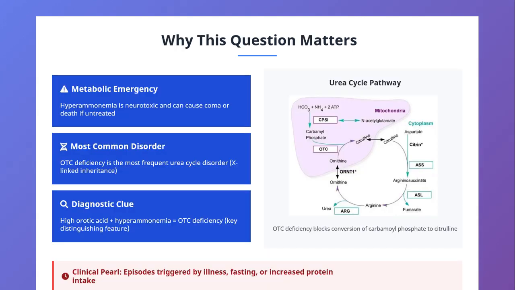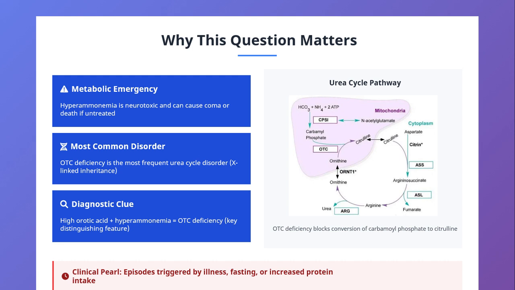Let us review the pathway. The urea cycle is responsible for converting nitrogenous waste, specifically ammonia, into urea, which is then excreted. Ornithine transcarbamylase catalyzes the conversion of carbamoyl phosphate and ornithine into citrulline within the mitochondria. When this step is blocked, carbamoyl phosphate accumulates and is diverted into pyrimidine synthesis, resulting in excessive orotic acid. Meanwhile, ammonia builds up in the bloodstream because the urea cycle is interrupted.